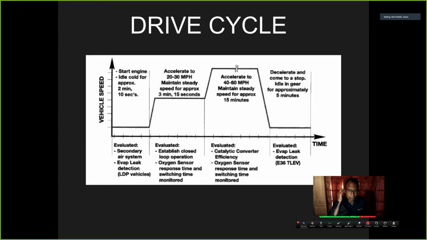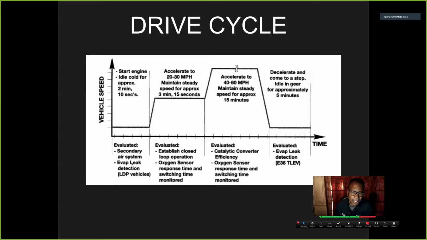Yes, exactly. And keep in mind, also a drive cycle is not just driving the car like 50 miles and coming back to the shop. People think that. Sometimes you get lucky and go through like that, but usually it's a sequence of events, right? And not just driving, it's a certain way you drive. Like you see here, it says start the engine, idle cold approximately 2 minutes and 10 seconds. Then you accelerate to 20, 30 miles an hour, maintain a steady speed for 3 minutes. Then accelerate to 40 to 60 miles an hour for 15 minutes and maintain the speed. And decel, come to a stop, idle in gear for approximately 5 minutes.